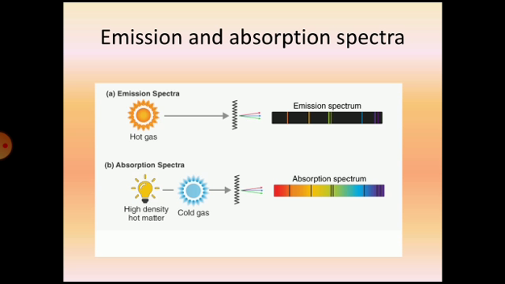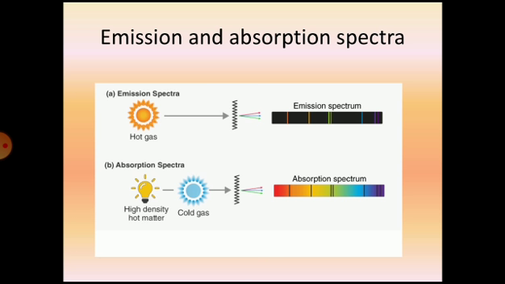See here, emission and absorption spectra. The first one is the emission spectra. When a hot gas emits radiation, that is nothing but what? It will emit the light. And when that light is passed through the prism, it gives emission spectrum. Means some radiations are emitted. It will show some lines and maximum dark space. That is called the emission spectrum.